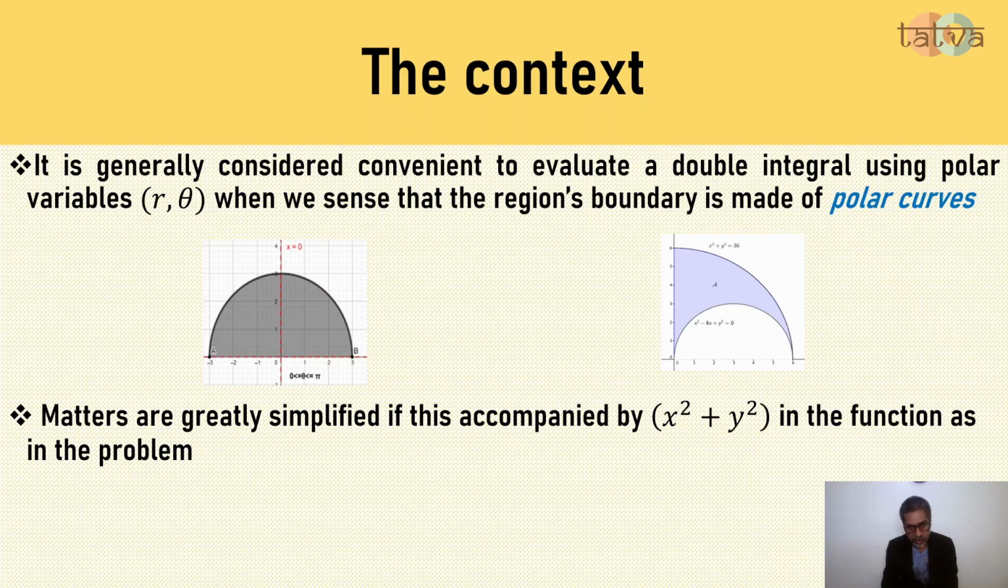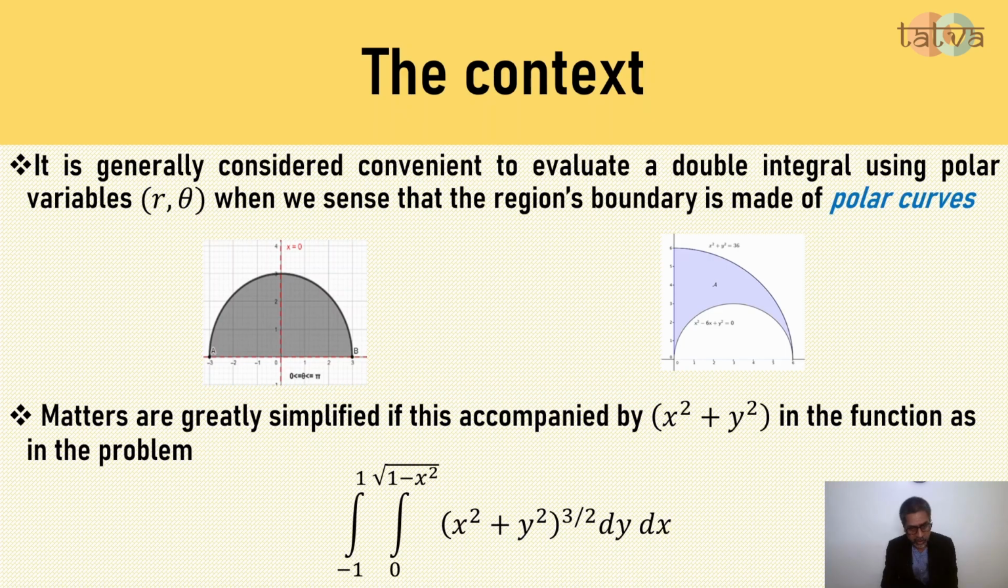And matters are greatly simplified in the polar coordinate system when the function contains x square plus y square. So you can actually guess why I'm saying this, because when we use a transformation x is equal to r cos theta and y is equal to r sin theta, x square plus y square will be reduced to r square. So it will be reduced not only in terms of space, but also there's a reduction in the number of variables. So therefore, one very convenient situation will be when we have polar curves as boundaries of the region, and it will be a bonus if we can also have x square plus y square in the function.